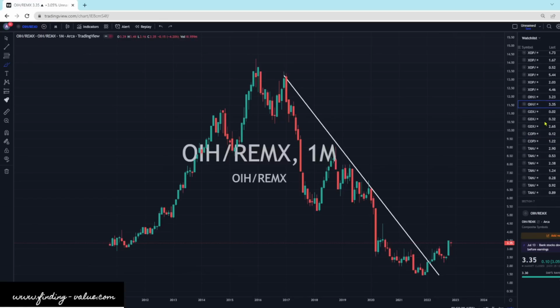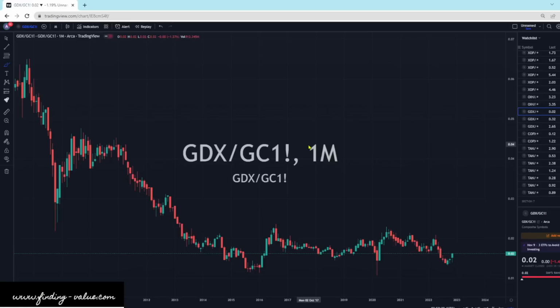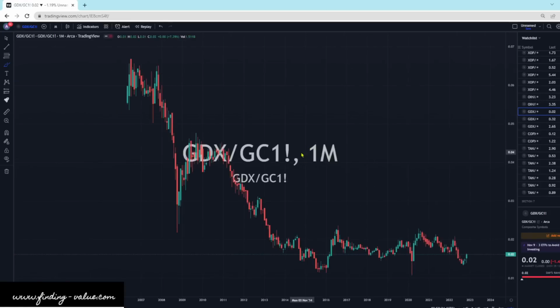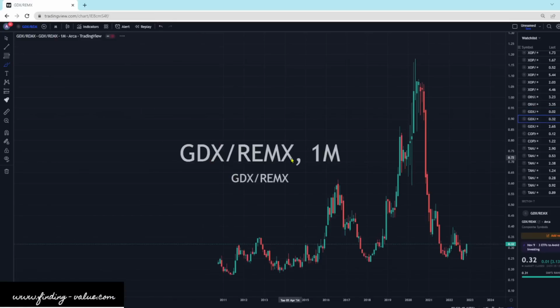Looking pretty tasty. GDX to gold ratio, this thing is really cheap for GDX when you compare it to its underlying commodity that it sells. I think it looks good down here for GDX. Very cheap in relationship to history.